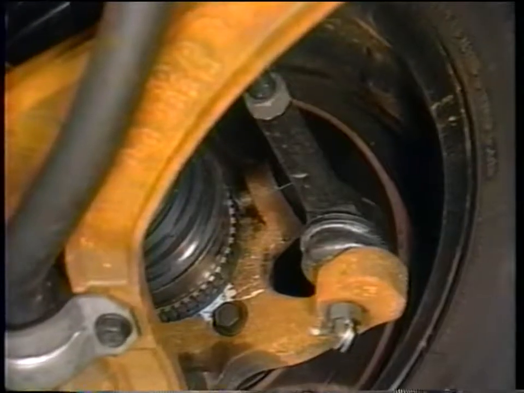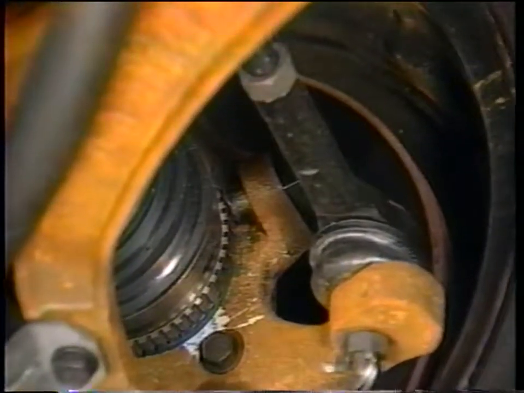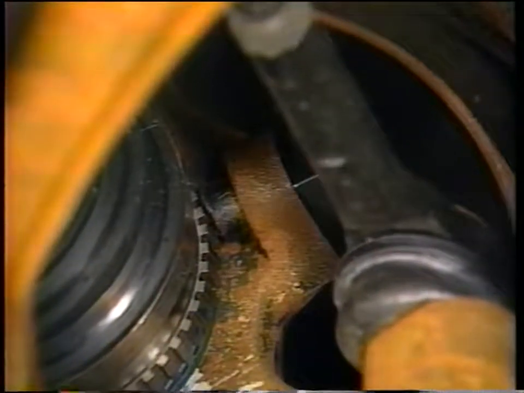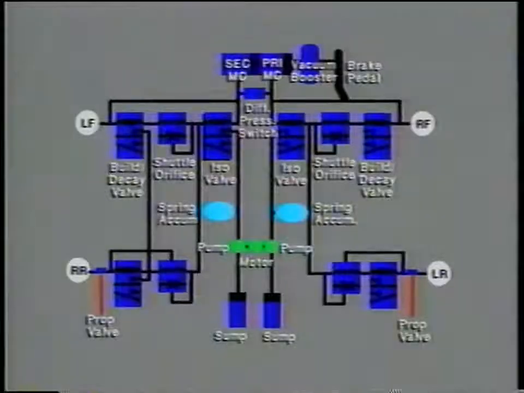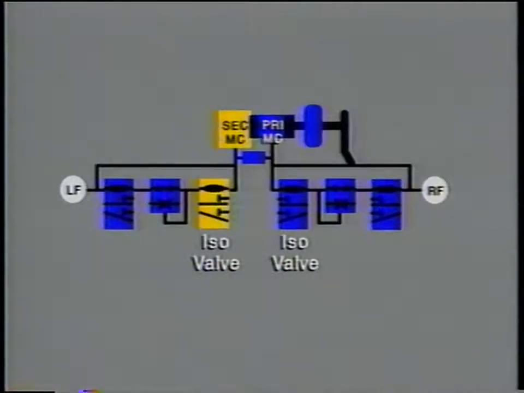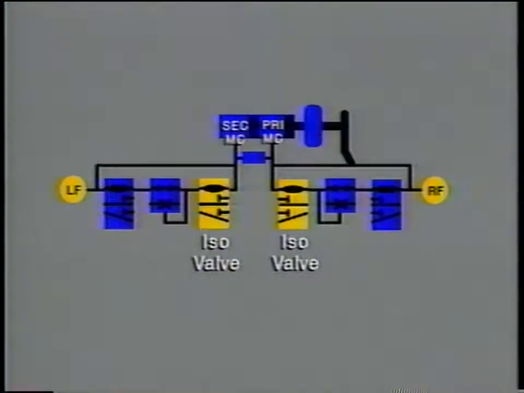Bendix 6 has 4 non-adjustable wheel speed sensors. Like the Bendix 10 system, the front sensor tone rings are on the outboard CV joints. The system is called Bendix 6 because the modulator assembly contains 6 solenoids. There are only 2 isolation solenoid valves, one for the primary side of the hydraulic system and one for the secondary side. The isolation valves are activated when the controller determines that anti-lock braking is needed at either front wheel.